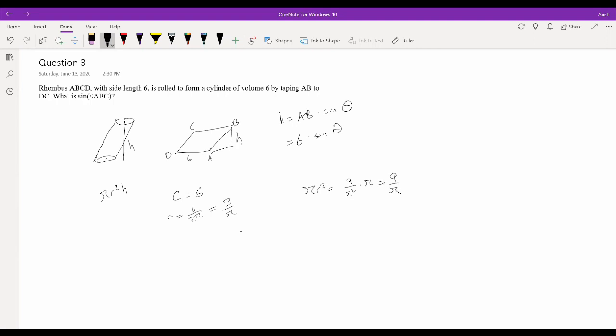Plugging this in, we get 9 over pi times h is equal to 6, since the volume is 6. We know h is 6 sine theta, so we get that 9 over pi times 6 sine theta is equal to 6, which means that sine theta has to equal pi over 9, which would be our answer.